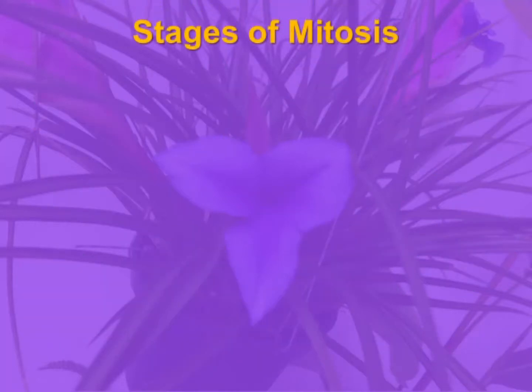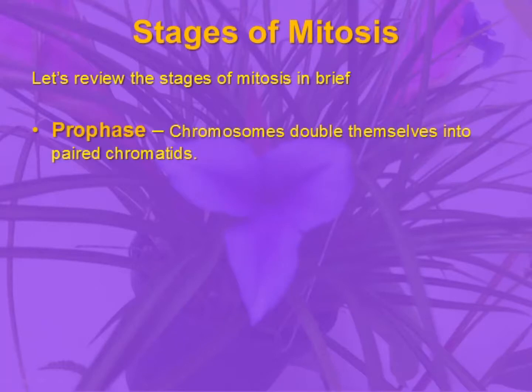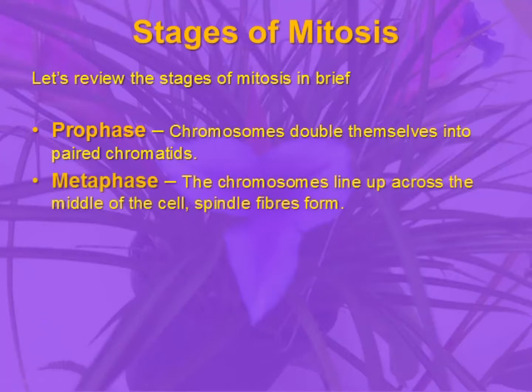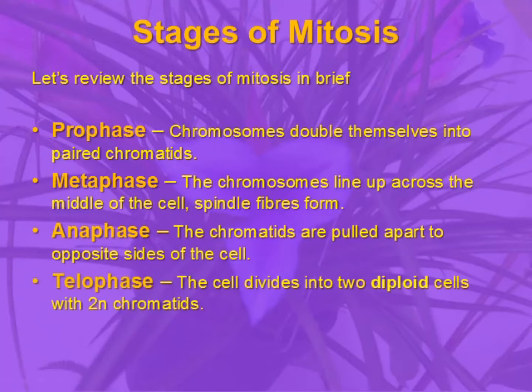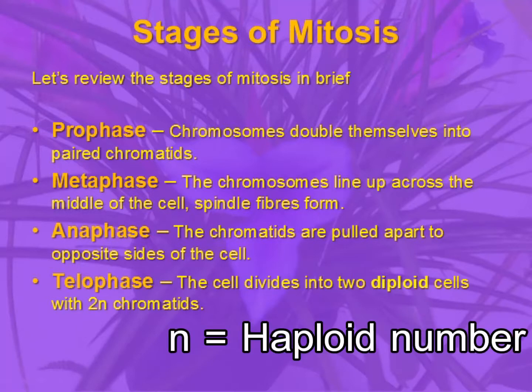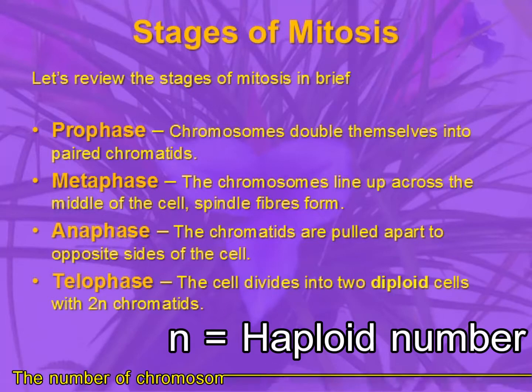So let's go over again those stages of mitosis, shall we? Beginning with prophase, when chromosomes double themselves into paired chromatids. Then we have metaphase, where chromosomes line up at the middle of the cell and the fibers form that will pull them apart. Anaphase is when they are pulled apart, and then finally telophase is when the cell division completes and you end up with 2 diploid cells, each with 2N chromosomes. And remember that N is the haploid number, and that is the number of chromosomes you get in a haploid cell.